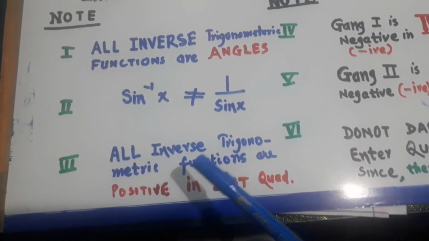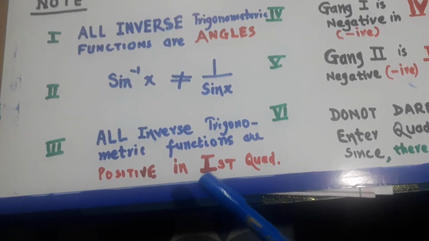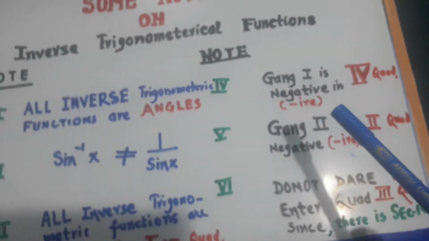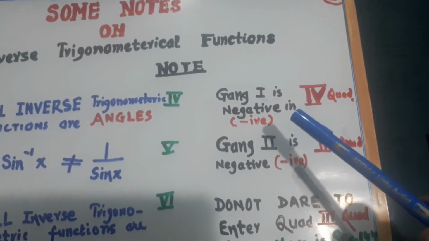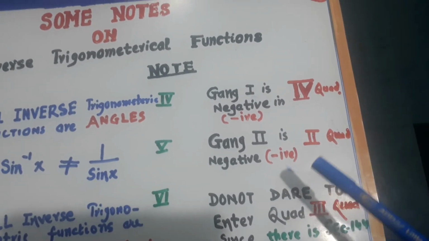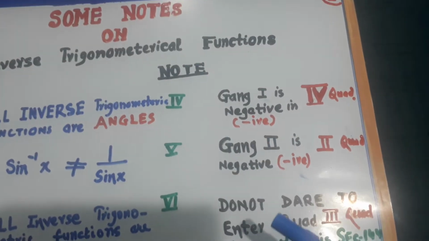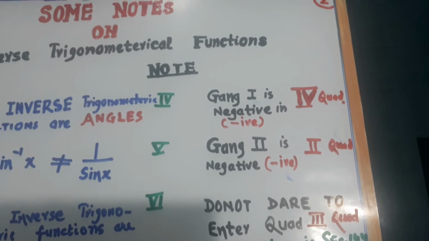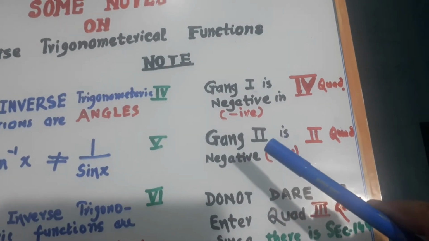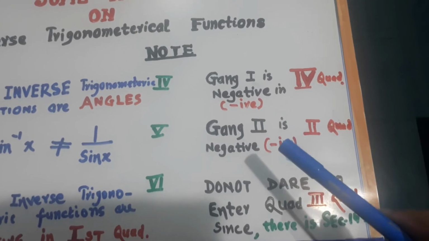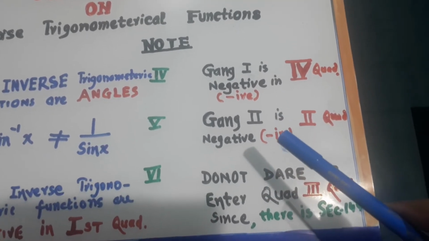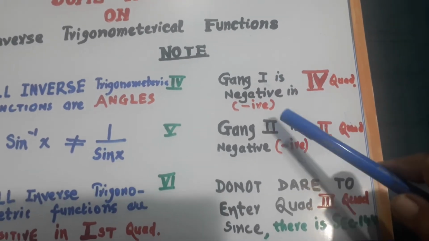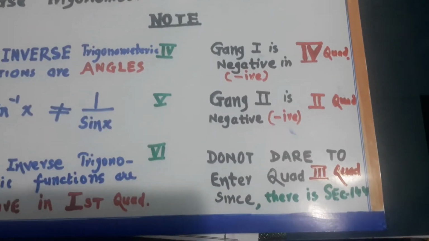Third is, all inverse trigonometrical functions are positive in the first quadrant. Fourth note is, there are two gangs. Gang number 1 is there, gang number 2 is there. Gang number 1 contains sine inverse, tan inverse, cosecant inverse. Gang number 2 contains cos inverse, secant inverse, and cotangent inverse. These two gangs I'll be discussing in detail right now.